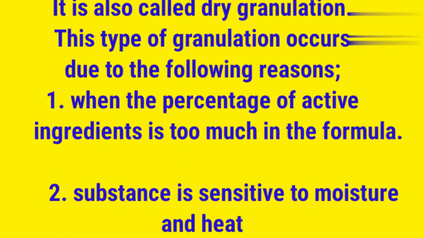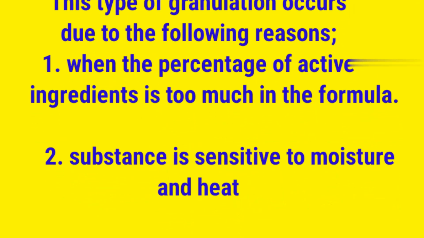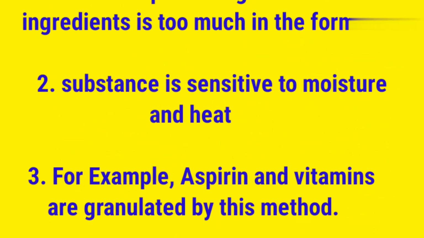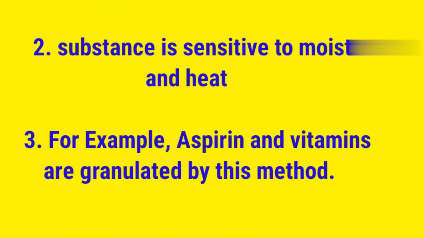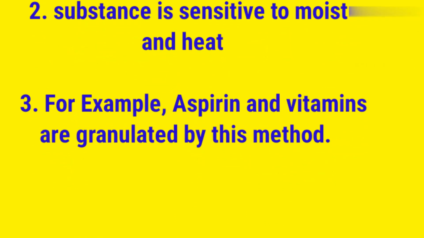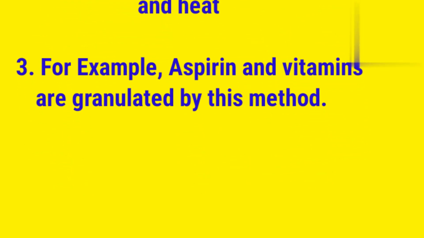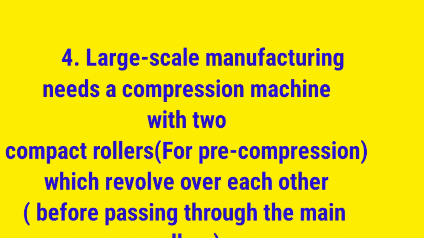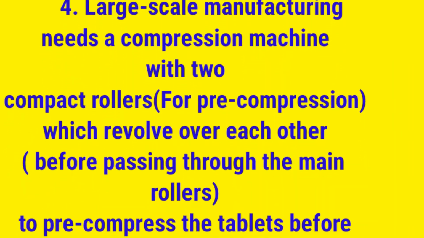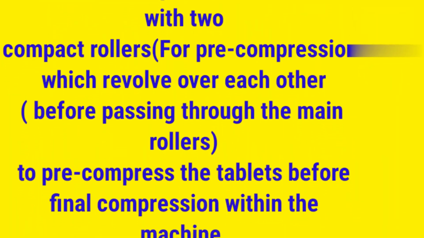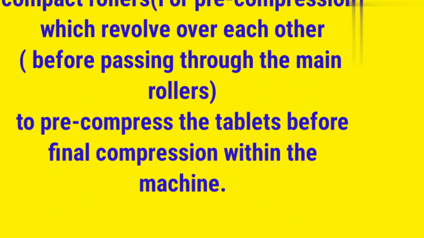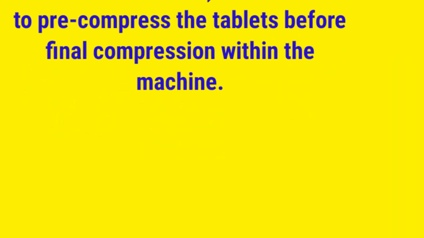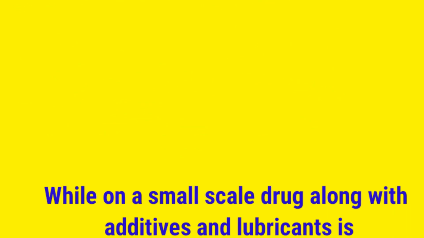1. When the percentage of active ingredients is too much in the formula. 2. Substance is sensitive to moisture and heat. 3. For example, aspirin and vitamins are granulated by this method. 4. Manufacturing needs a compression machine with two compact rollers, which revolve over each other, before passing through the main rollers, to compact the tablets before final compression within the machine.